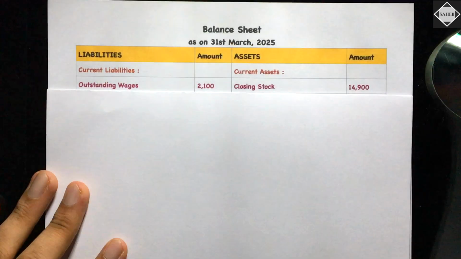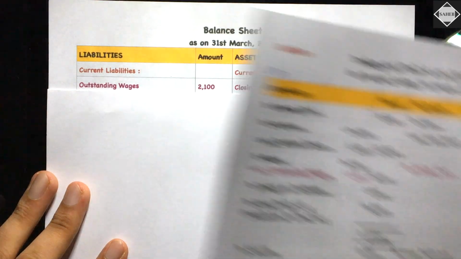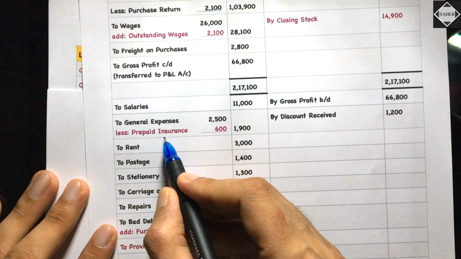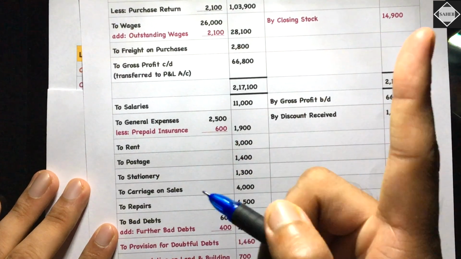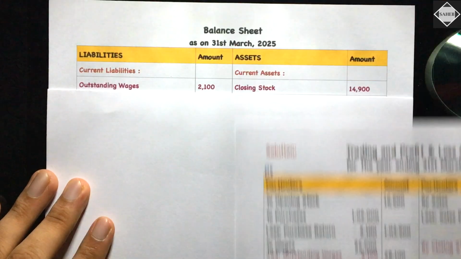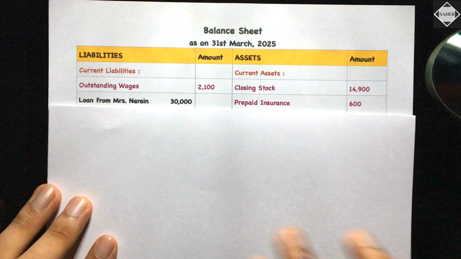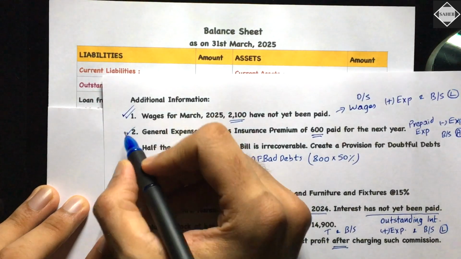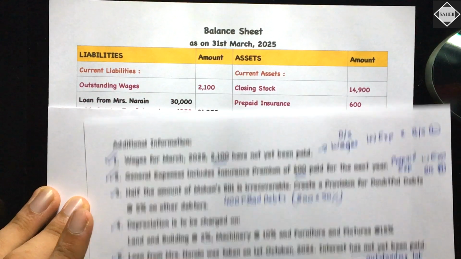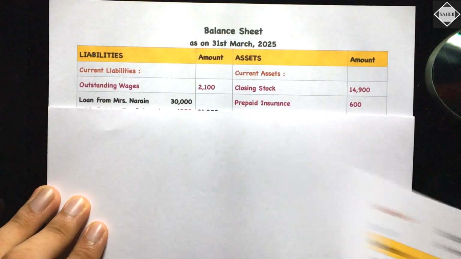Then see, next you have prepaid insurance. How much? 600. Prepaid insurance, where will it come in the balance sheet? You all know it is an asset. It will come in current assets. Prepaid insurance 600. So just tick that. General expenses, double tick.